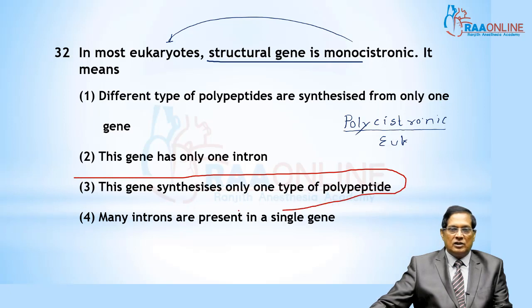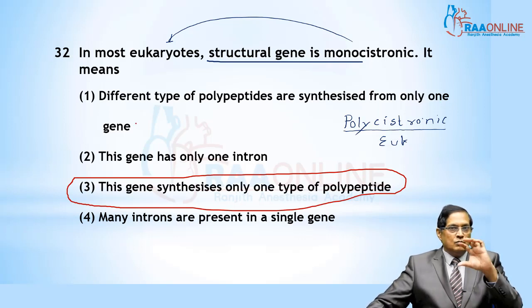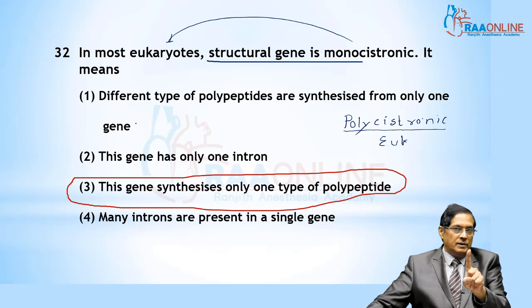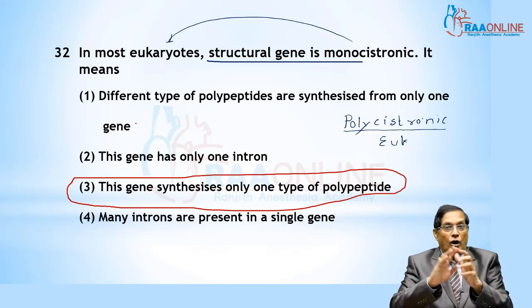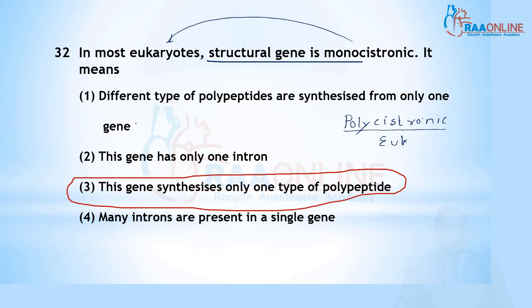What is a cistron? A cistron is a DNA segment responsible for the synthesis of one polypeptide chain. Monocistronic means one polypeptide chain is synthesized. Polycistronic means the DNA segment has the ability to synthesize a number of polypeptide chains.